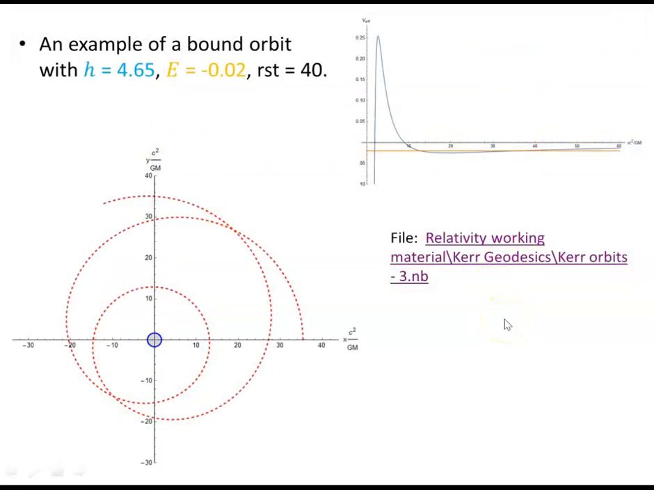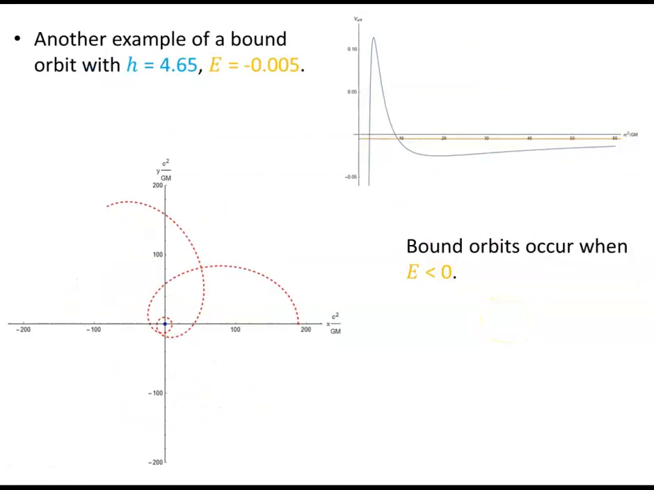What else can we do? Let me just show you a couple other things. Here's another example of a bound orbit. Angular momentum 4.65 units per unit mass. The energy E is set here, so the orange line is where E is set, the energy parameter. Bound orbits occur when E is less than 0. Here we go, and we're starting way out here, and in we come. Here we go, with this one around there.